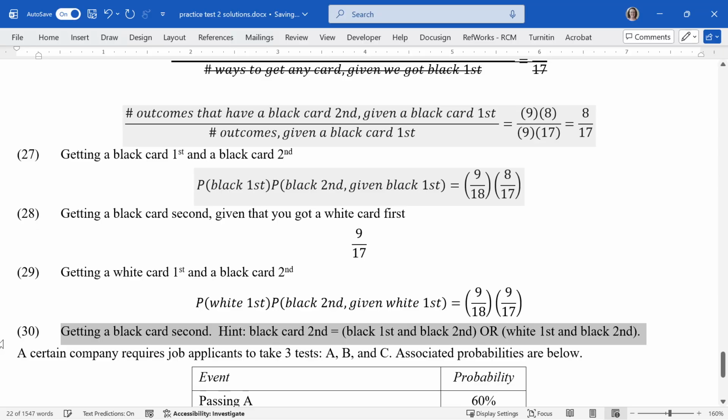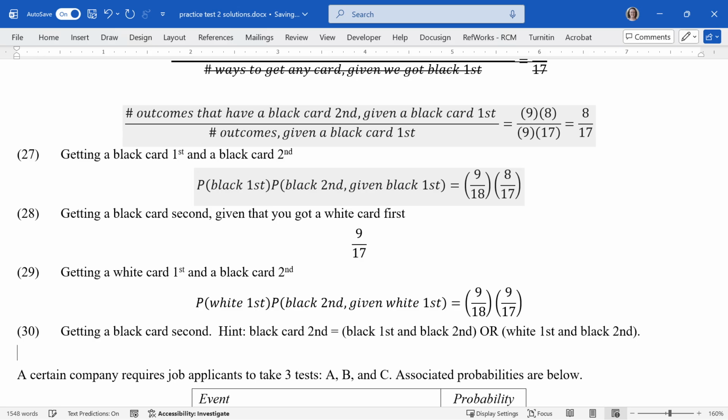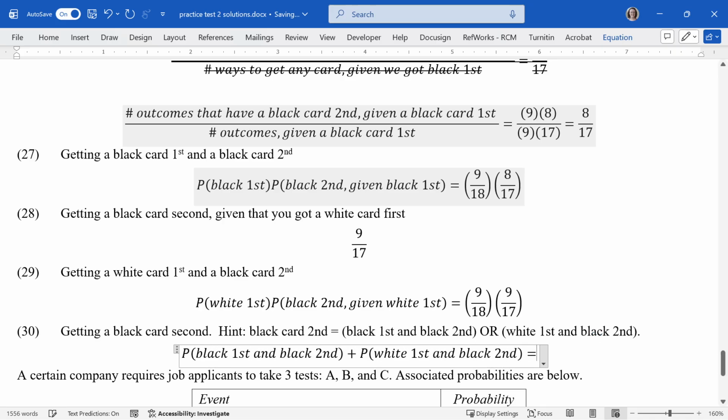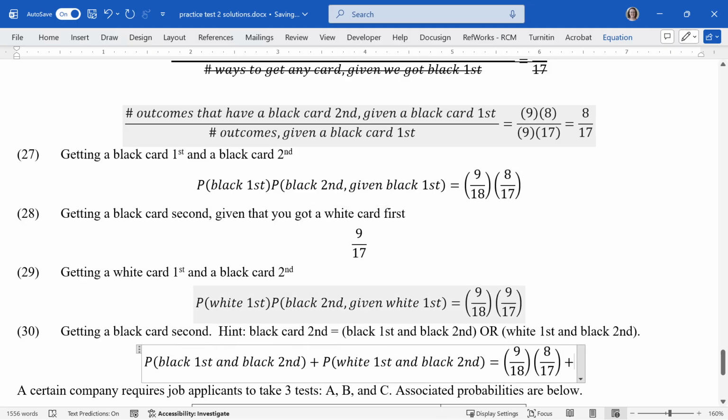Okay, now for number 30, the overall probability of getting a black card second. And the hint here is that getting a black card second can be done in 2 different ways, which are mutually exclusive. You can do it by getting a black card first and a black card second, or by getting a white card first and a black card second. So all we really need to do here is use the probability formula for OR. So probability of black first and black second plus probability of white first and black second. So we're just going to add together these 2 answers from number 27 and number 29.